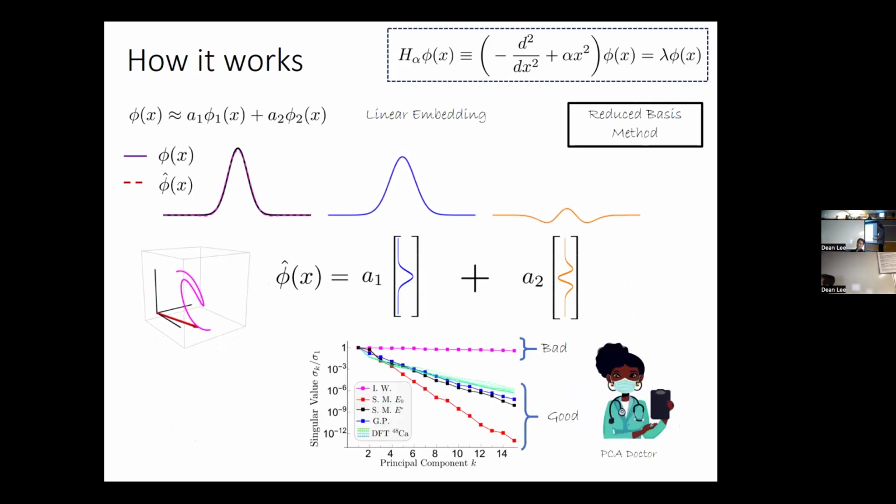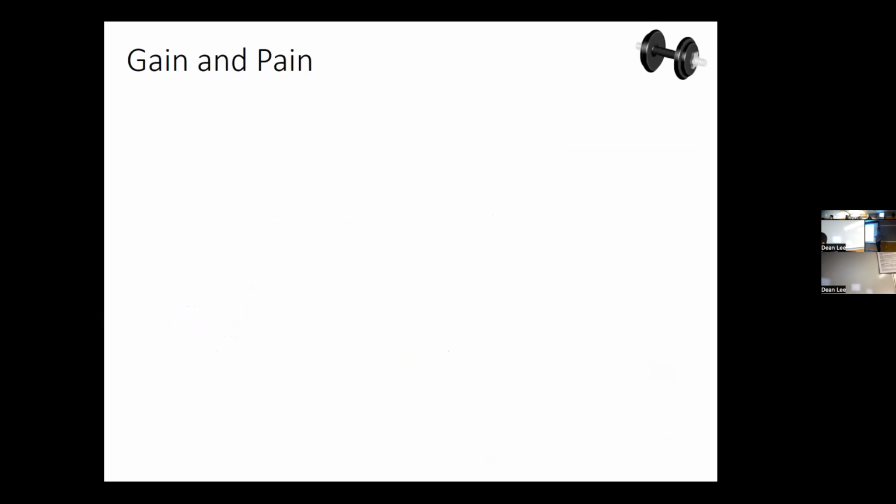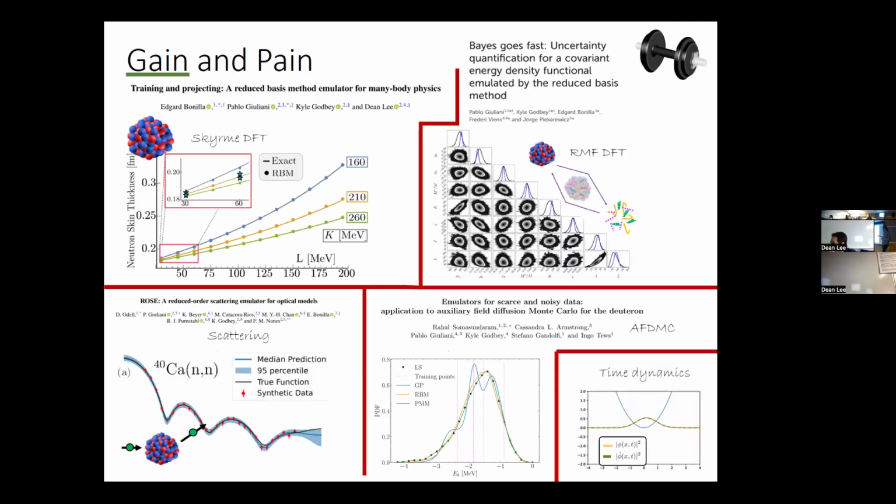Now, if you want to know if this is going to work for your problem, we talk to the PCA doctor, and she will come to your problem and realize how the singular values of your manifold are decaying. If they're decaying exponentially, you're good to go and you can apply this. Okay, that was my introduction. Now, let me talk to you about the gain and the pain. If there is no pain, there is no gain. We're going to try to take away the pain part.